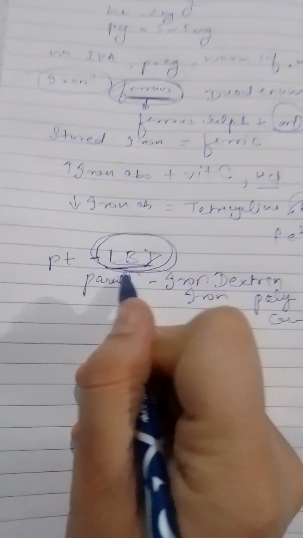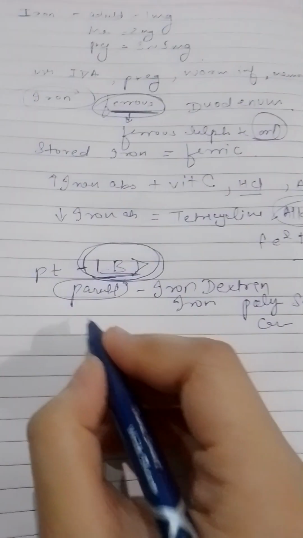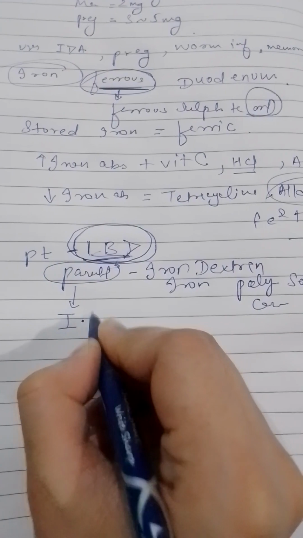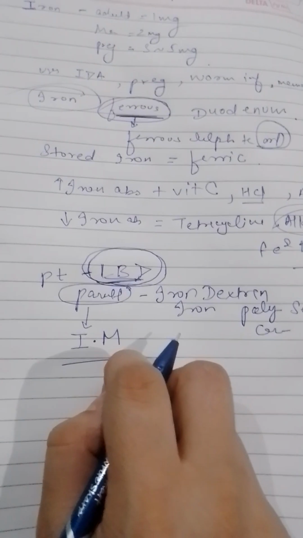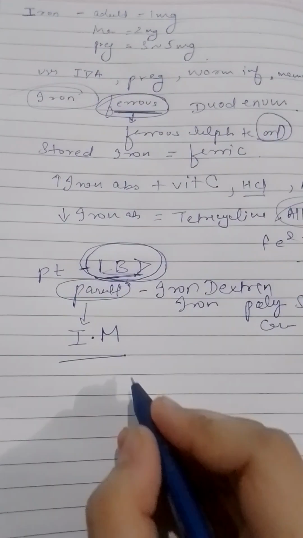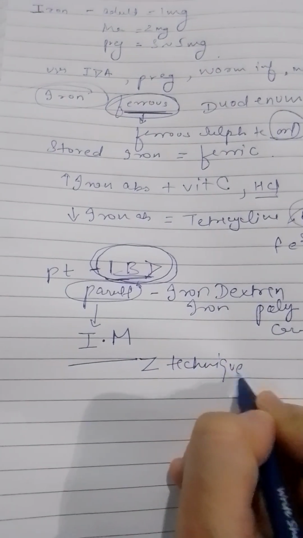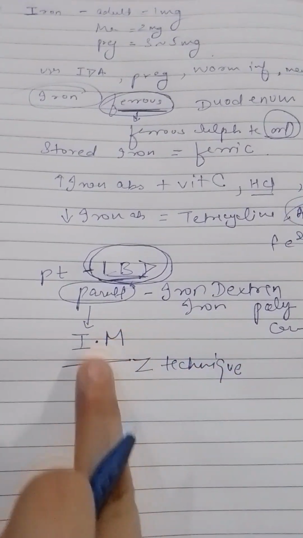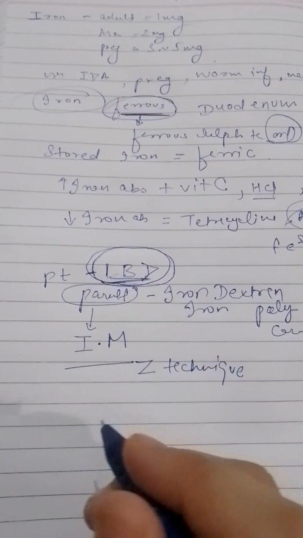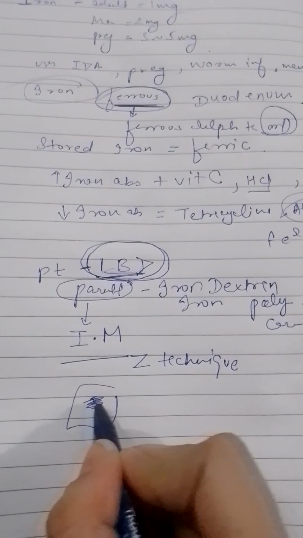Another thing: we know we are giving iron by the parenteral route, but by which, IV or IM? We should always give iron by the IM route, that means the intramuscular route. Intramuscular injection. And also we should give it using the Z technique. Otherwise, if we are not giving it in this zigzag form when giving intramuscularly, and we give it just at a particular point, then there will be blackening of that area.